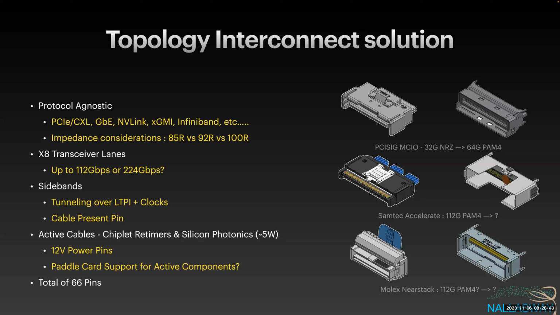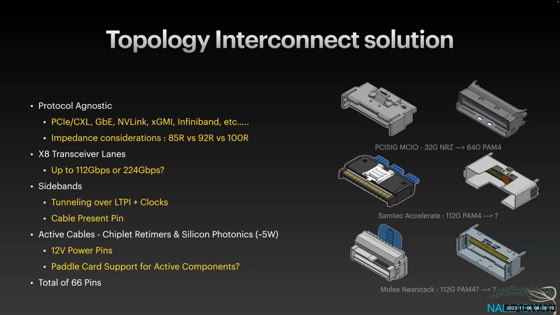LTPI is I2C and I3C tunneling over LVDS, basically, and so I would like to simplify the sidebands to just one differential pair transmit and one receive, and maybe we can integrate the clocks into that, or maybe we have separate differential pairs for the clocks. I need some SI and chip experts on that, whether we can consolidate those two together or not.